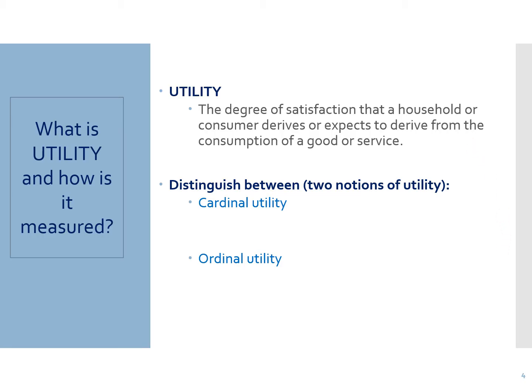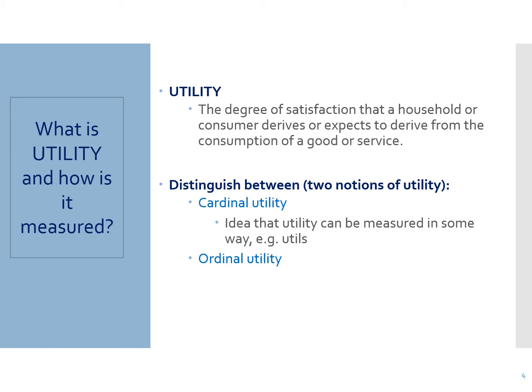Looking first at cardinal. This one says utility can be measured in some way, for example, measured in utils. So I could say a cup of tea gives me 40 utils. That number is completely subjective. In other words, I would give a cup of tea 40, you might give it 3. It depends on each of us individually.